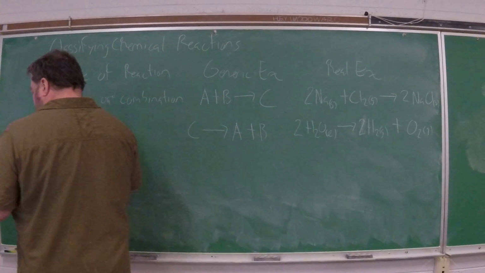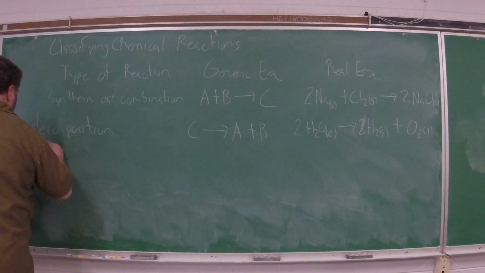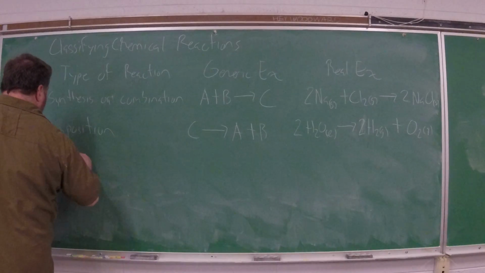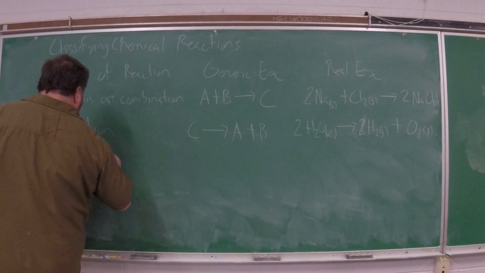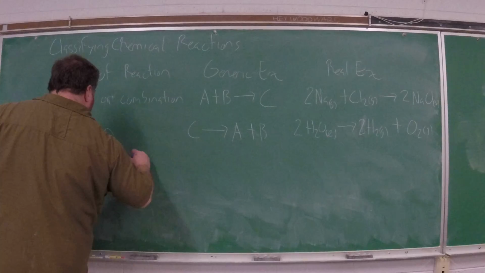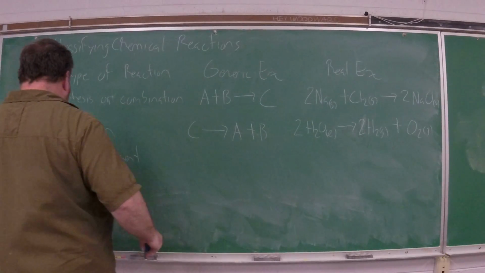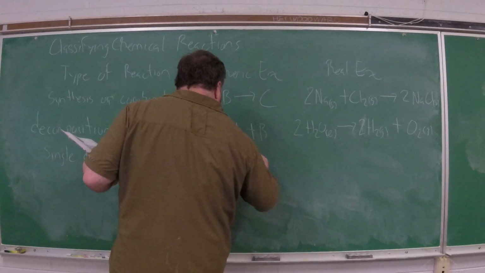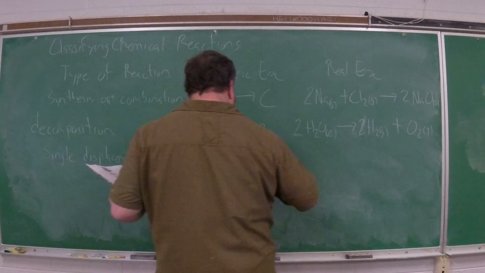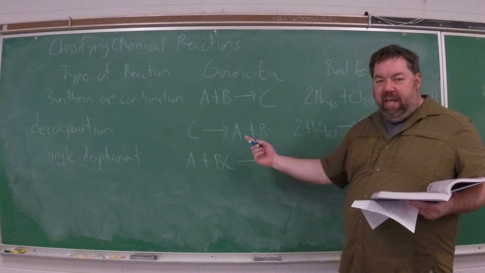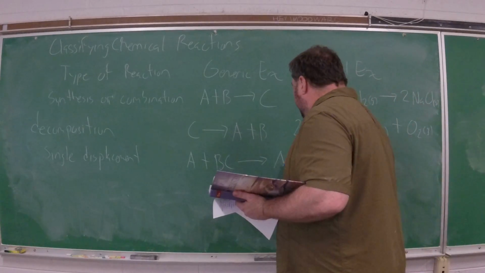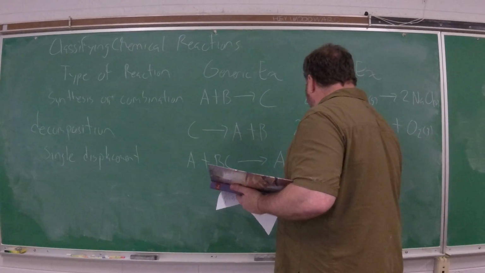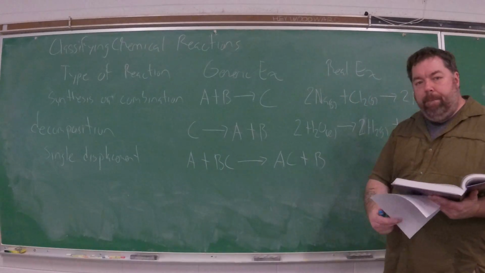Then we're going to have single displacement. We're going to have A plus BC. So basically A is going to displace B is what's going to happen. And we're going to end up with AC plus B, like that.